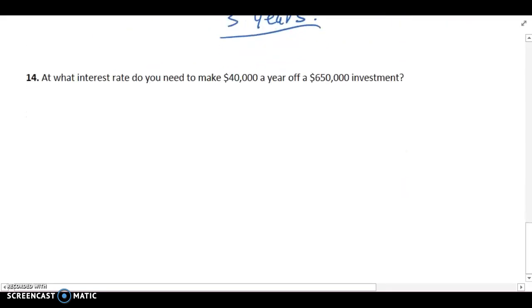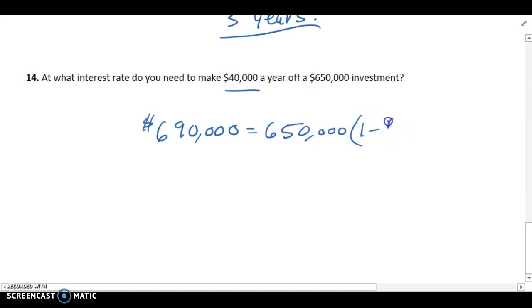Number 14, at what interest rate do you need to make $40,000 a year off a $650,000 investment? So this is a little tricky, right? Because we want to make $40,000. So that means our answer is going to be the sum of these, right? And then this is going to be the investment. And then we are going to have 1 minus our rate. Now n's going to be 1 here because it says a year, so 1. So there's all these 1s here because it's a year, so that's what we want. We want to know the rate that we need to get that.